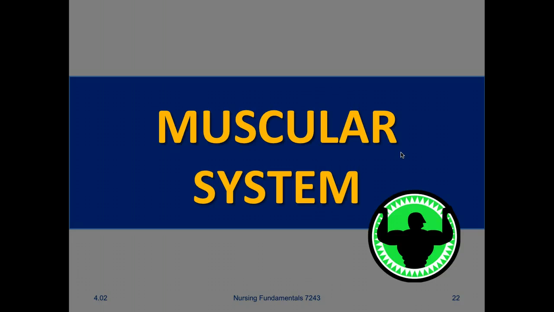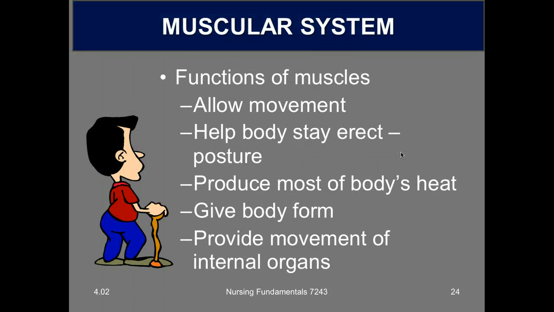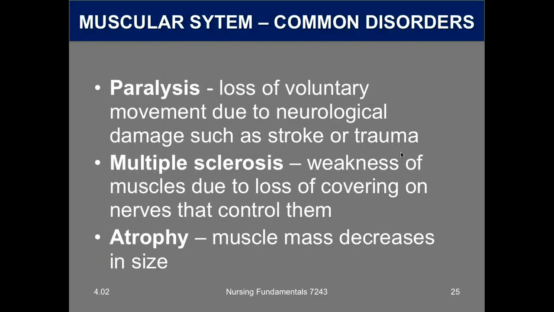So let's move on to the muscular system. The muscular system provides the body with the ability to move. Over 650 different muscles comprise nearly half the body weight. The job of the muscles is to allow movement, help the body stay erect so we have good posture, produce most of the body's heat, give our body the form and shape that it's in, and provide for movement of internal organs.